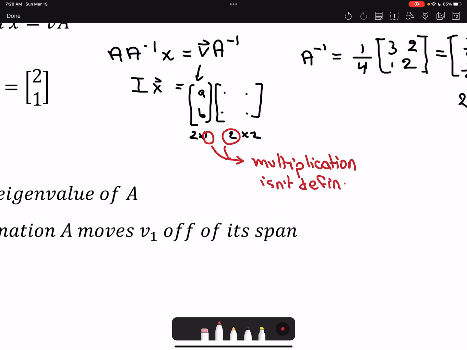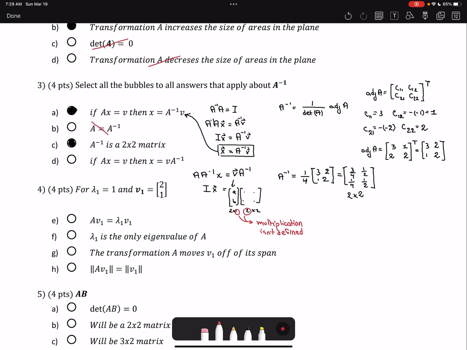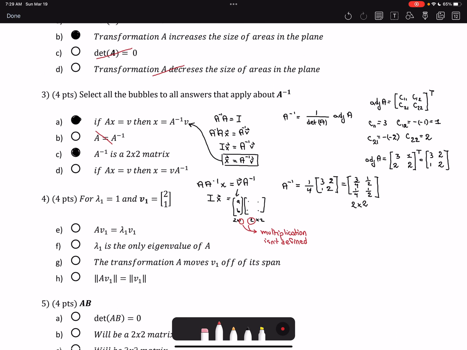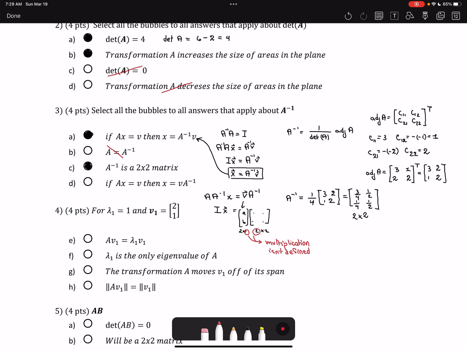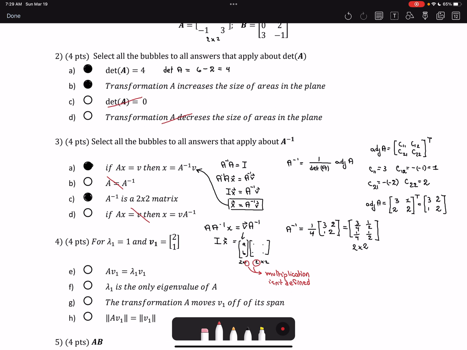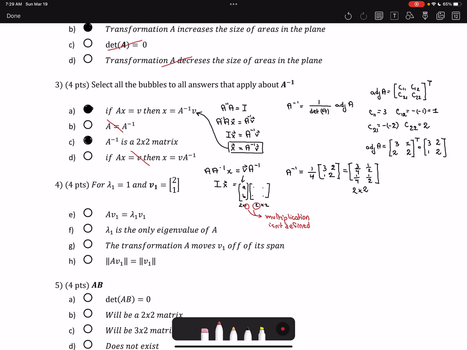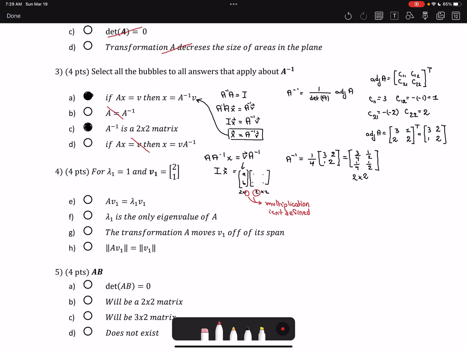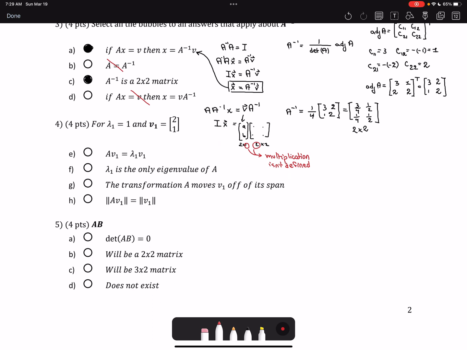So you have to be careful here. It depends on what V is. If V is representing a vector, then this would not apply. But they didn't really specify in here. So I guess we could make an argument that if V is a 2 by 2, then this would be true. Now, for lambda 1 equals 1 and V1 equals 2, 1, what applies? Let's see.